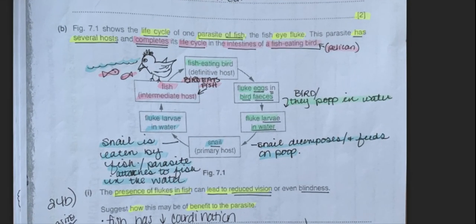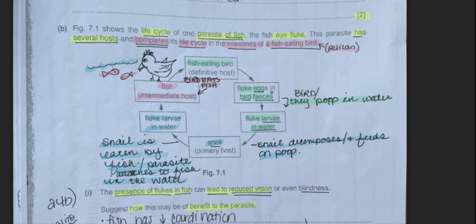Okay, I'm back. So bird poops in the water, great. Well, now we have the larvae of the parasite floating in the water. The snail's job is to break down fecal material or dead things or decomposing things. So it's going to feed on the poop. So now the parasite is inside the snail. The snail can get eaten by the fish, or the parasite can attach itself to the fish in the water.